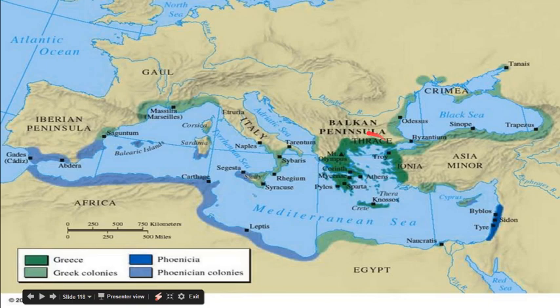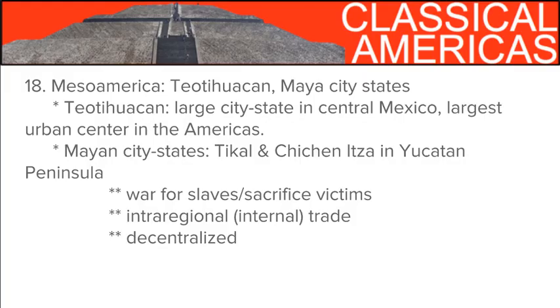Now, in classical America, in Mesoamerica, we see the large city of Teotihuacan. It was the largest city in the Americas. It was a large city-state, so it was not an empire. And right next door to them in Mesoamerica, we see the Mayans, who also organized themselves into city-states of Tikal and Chichen Itza, right in the Yucatan Peninsula, right in southern Mexico.